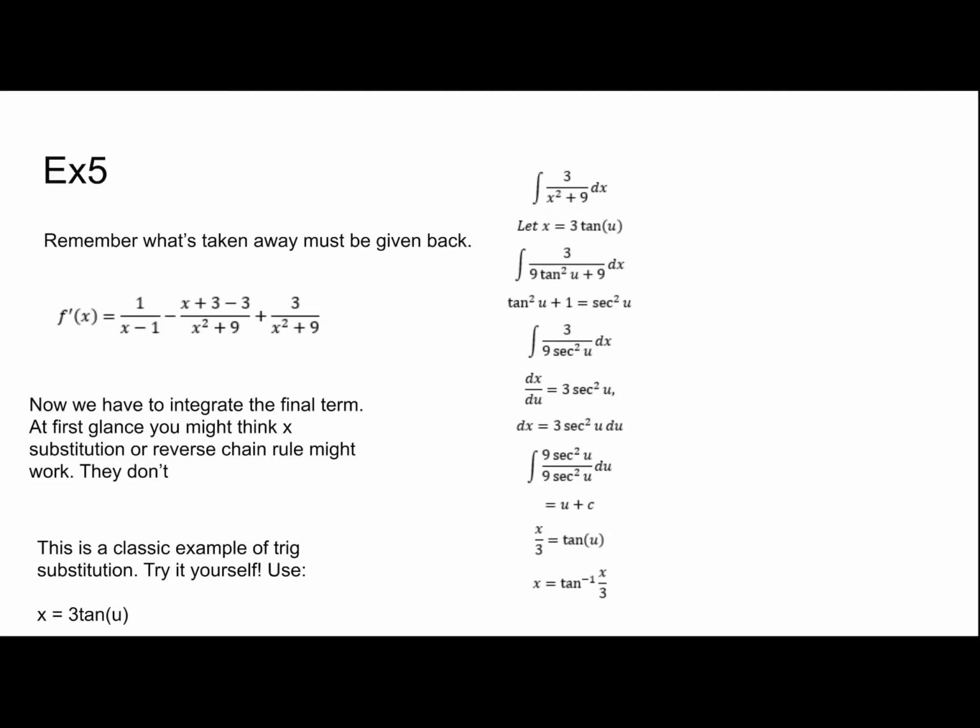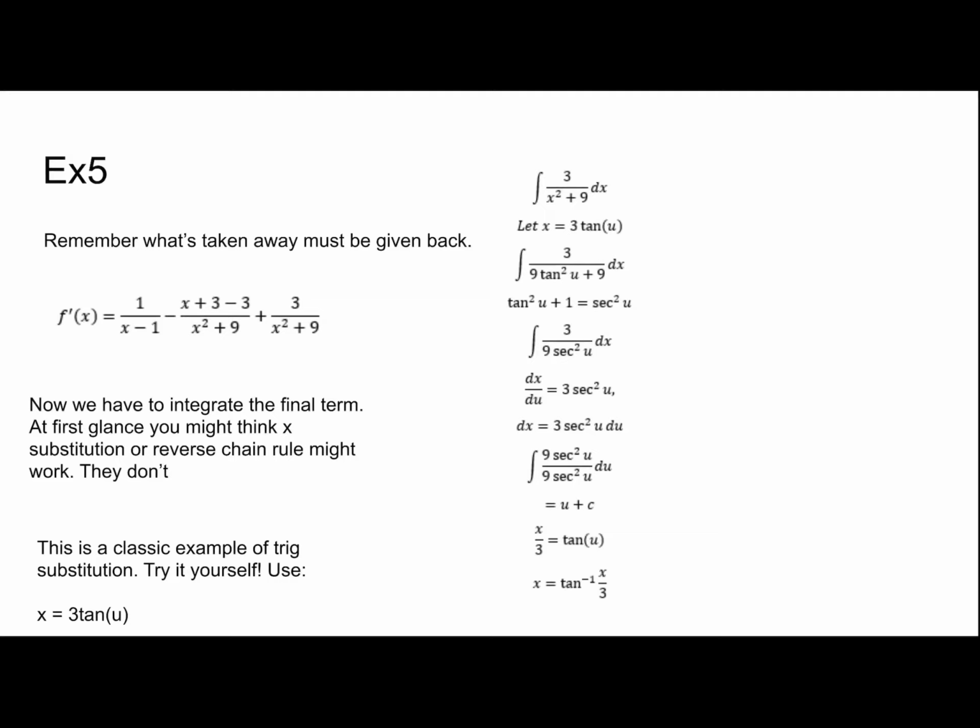So let's change the dx to du. We're going to find the derivative: dx over du is 3 secant squared u. Therefore, dx equals 3 secant squared u du. So now we have 3 times 3 secant squared u over 9 secant squared u. That equals 1. So now we have the integral of 1 du, which is a very easy integral. That gives us u plus c.